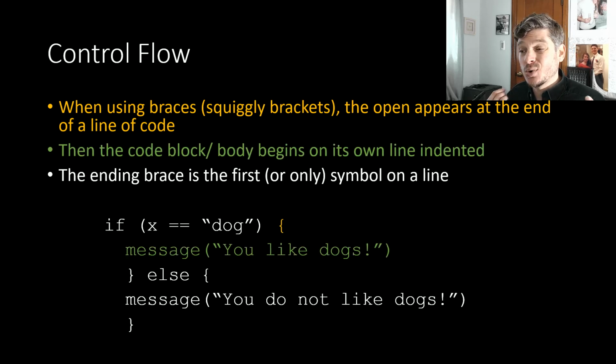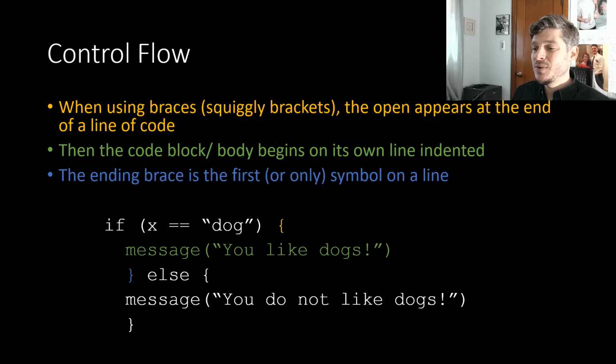Then your actual code block, or your body of code, your instructions, should start on its own line. And again, you might have multiple lines in your code block. You might have to pipe or do a bunch of different things, but it should start on its own line. It needs to be indented in so that you can see that it is part of the if statement right there. And in this case, my block would be to display the message, you like dogs. And then we need our ending brace.